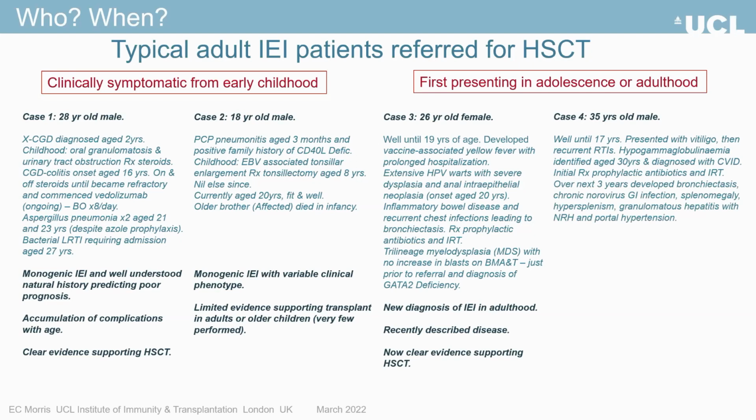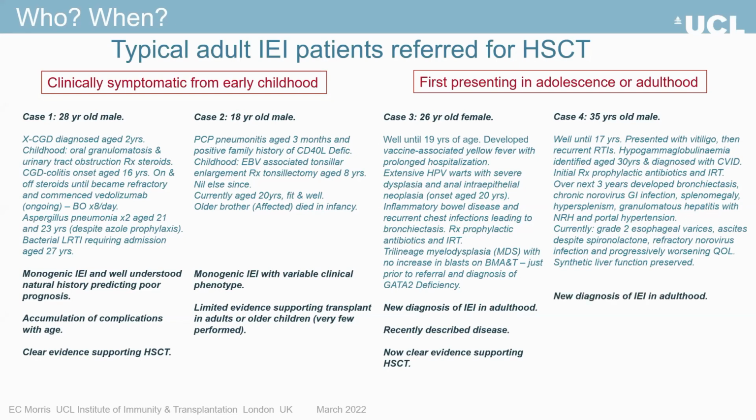However, over the next 3 years, he developed bronchiectasis, chronic norovirus infections, splenomegaly, hypersplenism, granulomatous hepatitis, nodular regenerative hyperplasia and portal hypertension. When he was referred to us, he had grade 2 esophageal varices, ascites despite spironolactone, completely refractory norovirus infection in his gut, and progressively worsening quality of life. However, his synthetic liver function was preserved. So he was diagnosed with an inborn error of immunity. We don't have any genetics on him, despite him being sequenced.